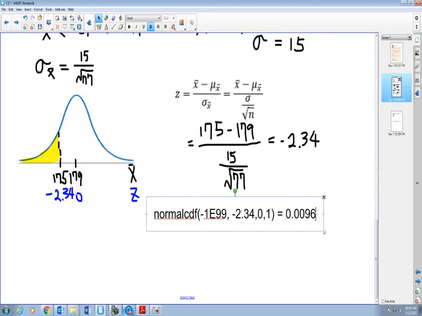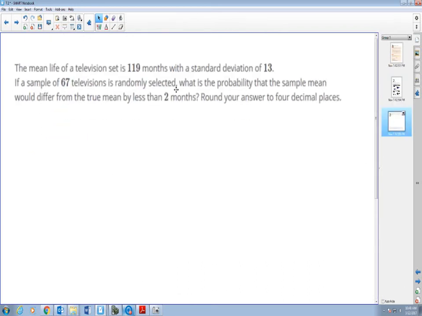Alrighty. I like this problem. It's about televisions. I leave my television on all the time, which is not good.